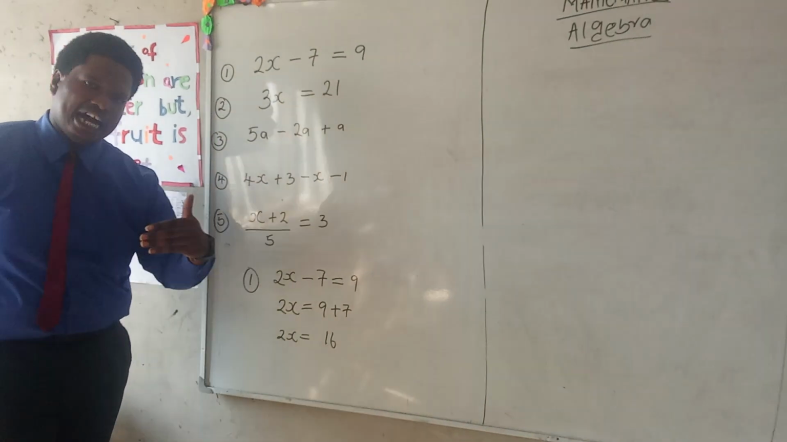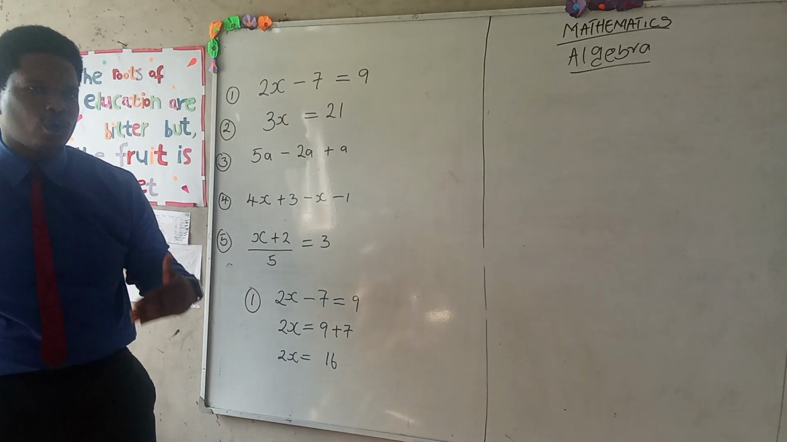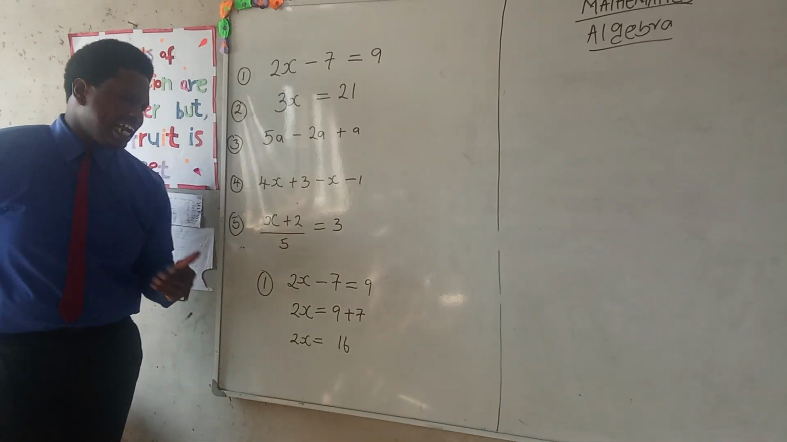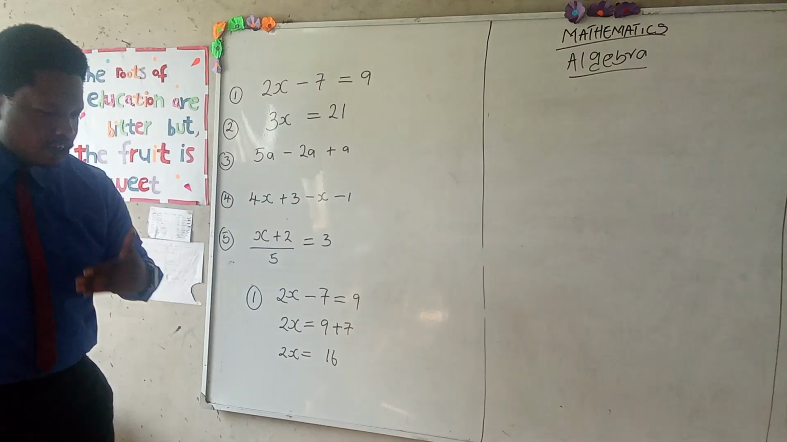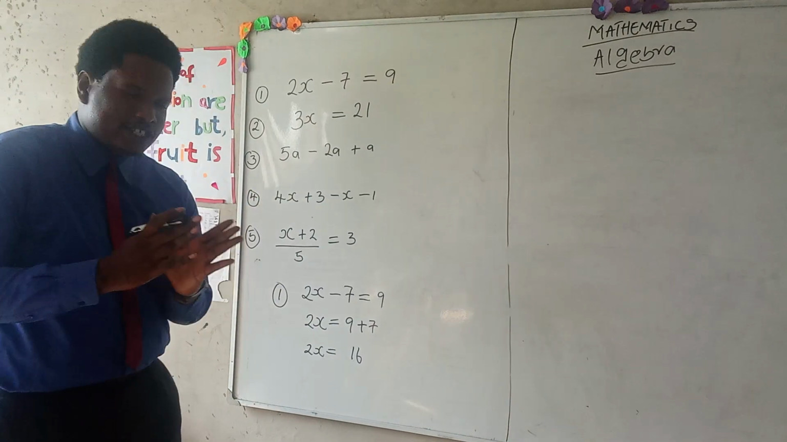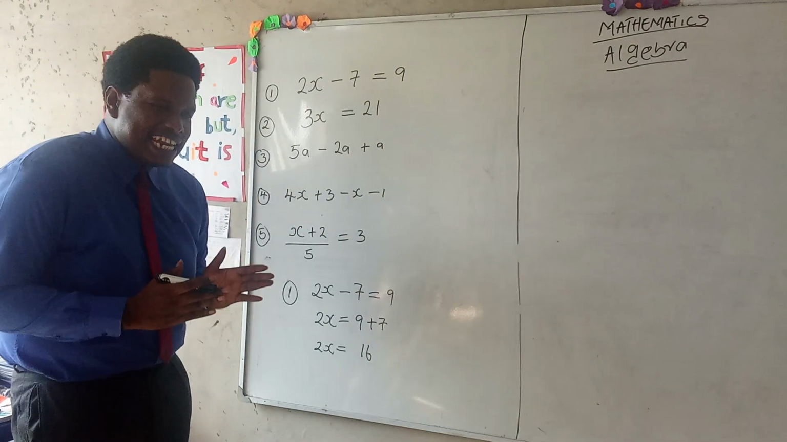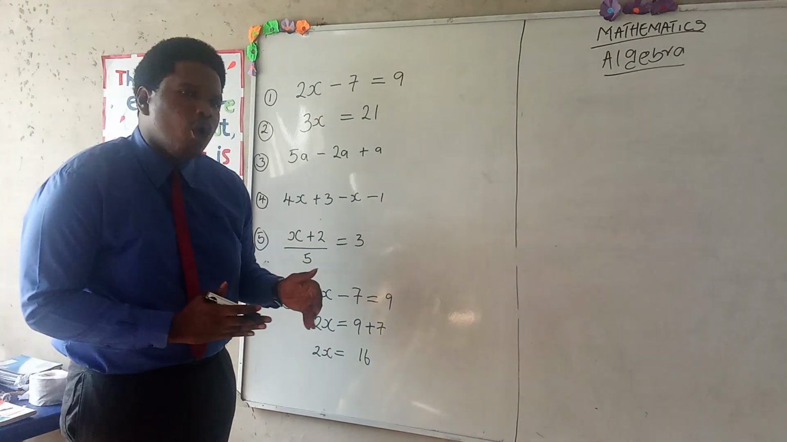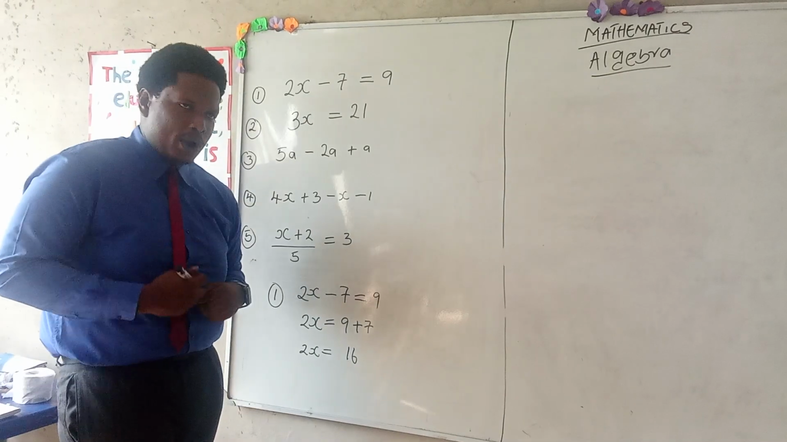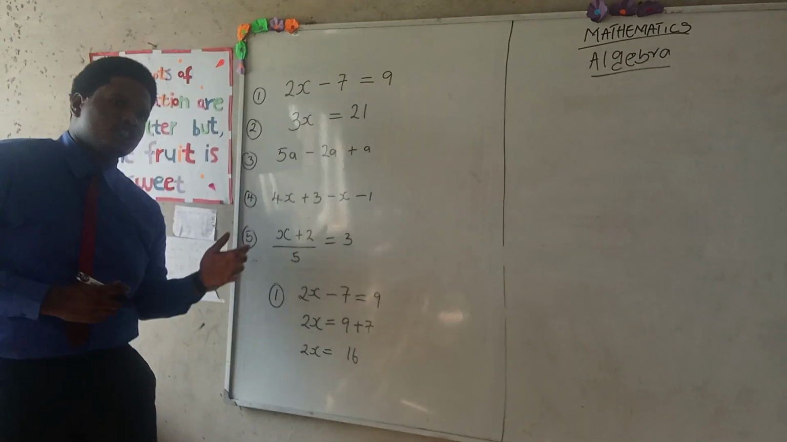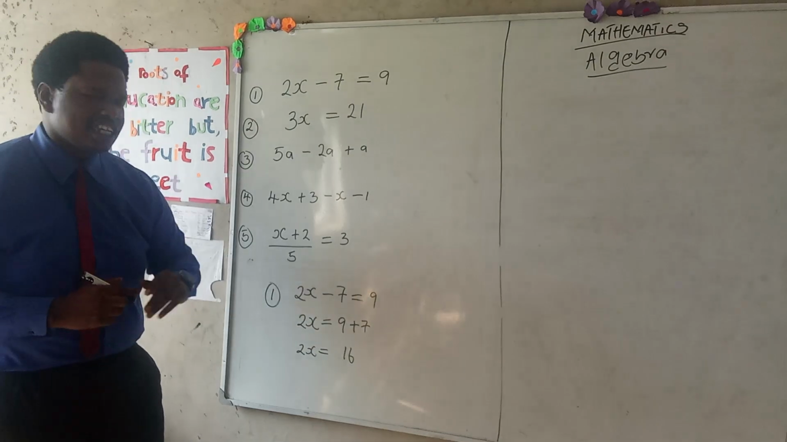Like I said earlier, one of the secrets to solving algebraic expressions is trying to isolate the variable. At this point, the variable x is not yet isolated. When we say isolate, we are simply saying let the variable stand on its own. When you call the variable, you should be able to call it alone. You should not call it 2x, you should call it what? X.